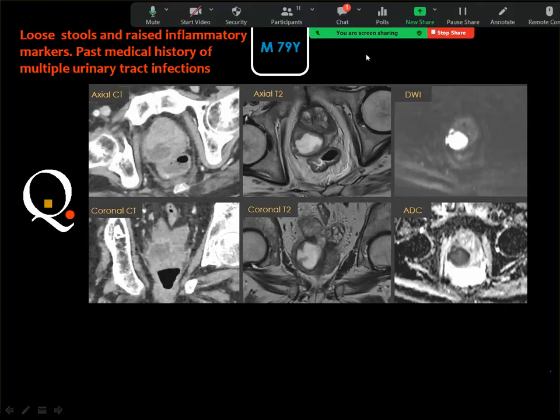This is a male patient, 79 years old, and he has loose stools with raised inflammatory markers, vast medical history of multiple urinary tract infections. And this is MRI and CT of the prostate. CT axial, CT coronal, axial T2, coronal T2, axial diffusion, and ADC.